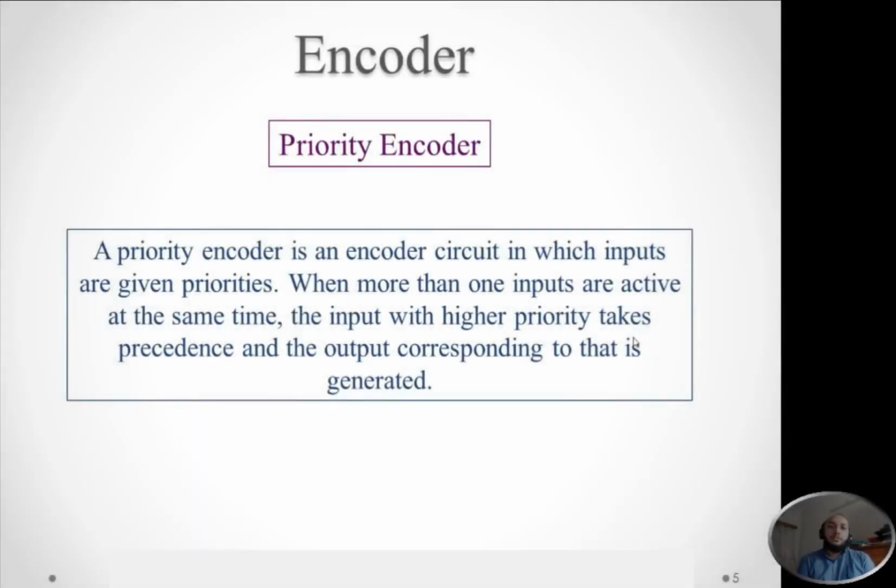In the previous lecture, we talked about a normal encoder where we considered that only one input can be possible at a time. But if there are more than one input at a time, we need a better solution. That's where priority encoder comes. In a priority encoder, we set priorities to the inputs. So let's study priority encoder.